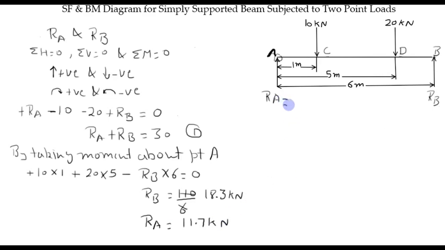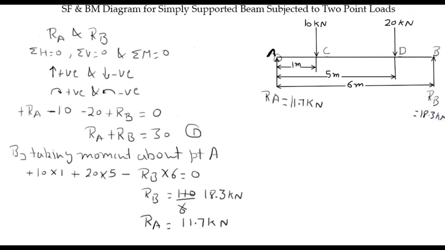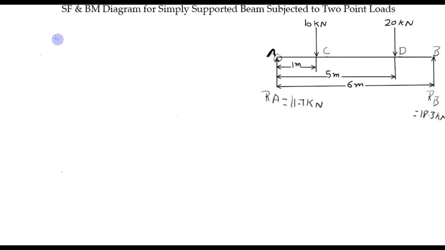Now the value of RA is 11.7 kN and RB is 18.3 kN. After calculating RA and RB, now we can draw the shear force and bending moment diagram. In this tutorial I'll tell you to draw shear force and bending moment diagram with the help of left hand right hand method. So first one is shear force diagram.